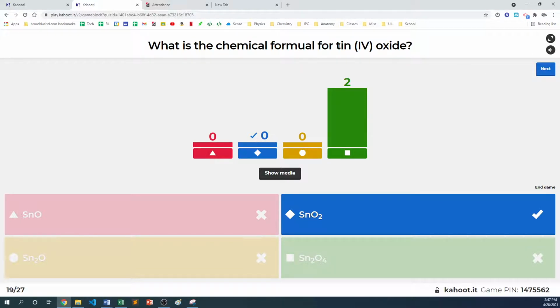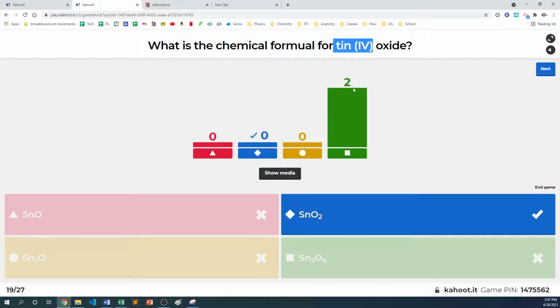So, tin has a +4 charge. Oxide has a -2 charge. So to cancel out charges, you need 2 oxides to counteract the +4 charge here. So -2 times 2 gives you -4, and -4 cancels out the +4.